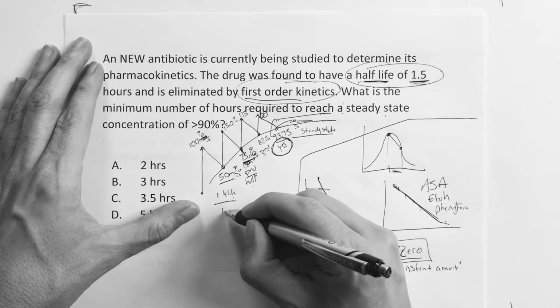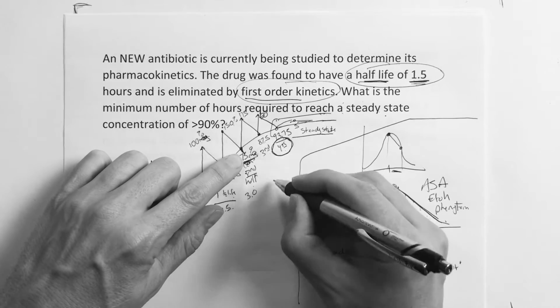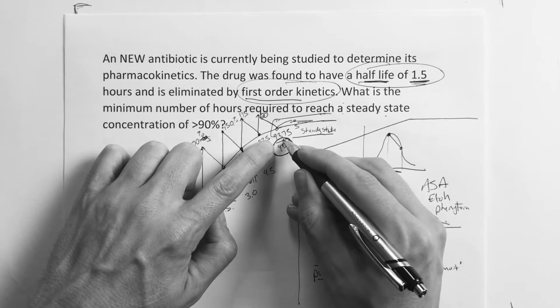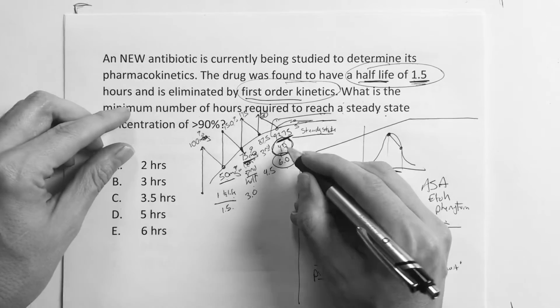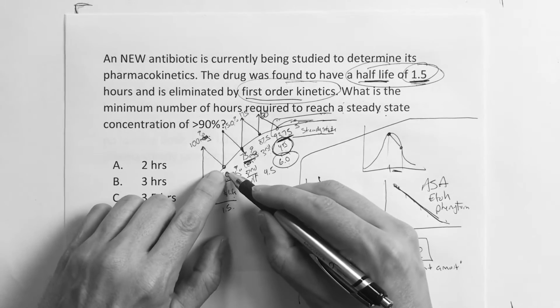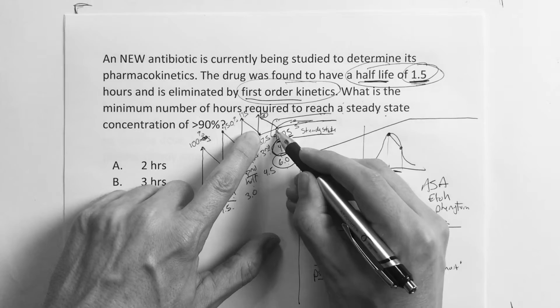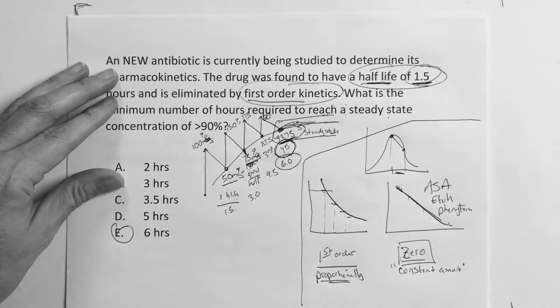So it took me 1.5 hours to get to here. It took me 3 hours to get to here. It took me 4.5 to get to there. And to get to at least 93.75, it would take me 6 hours. And all I did was take 1.5 hours to get to here, another additional 1.5 hours to here, another additional 1.5, another additional 1.5 to get to that point right there, which would be 6 hours.